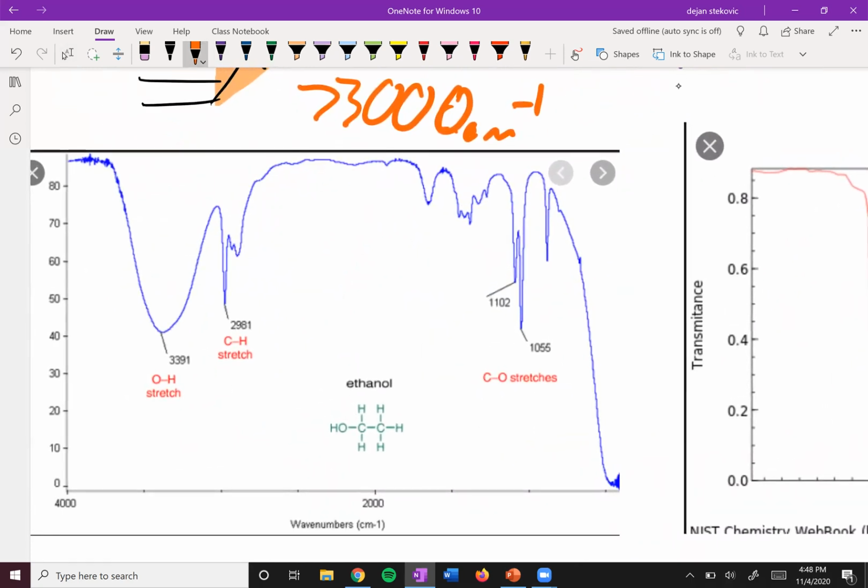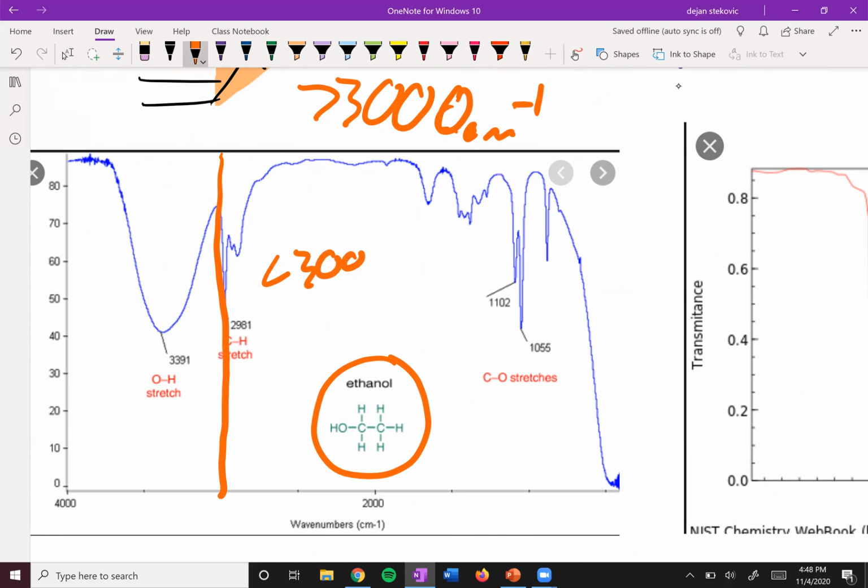So for example, in this molecule of ethanol, we have no double bond. And actually, if you draw a straight line at 3,000, you'll see that all of these are below 3,000. Right, you can see that this biggest peak is at 2981. And so you can tell that you have no alkenyl bonds.